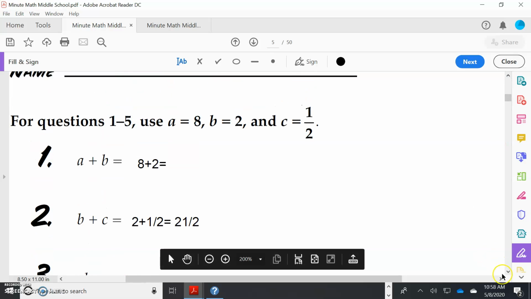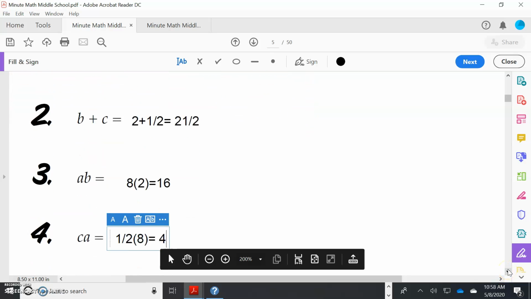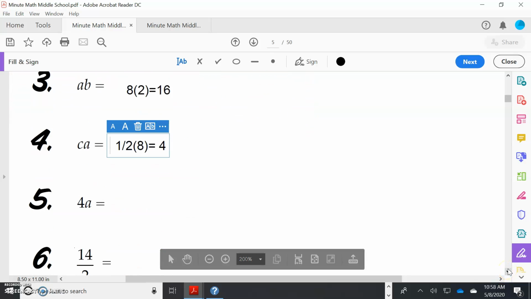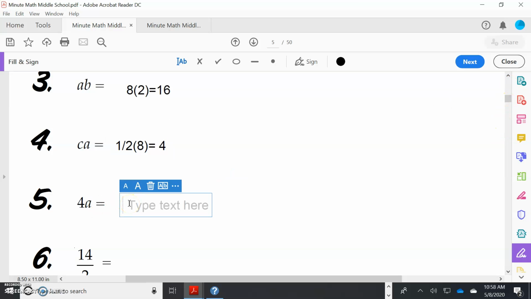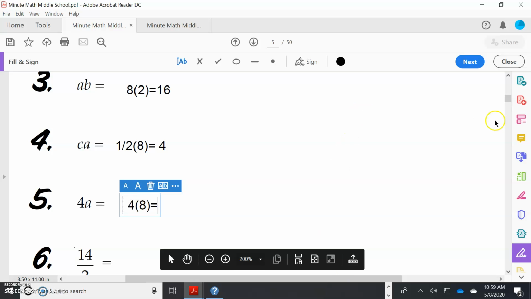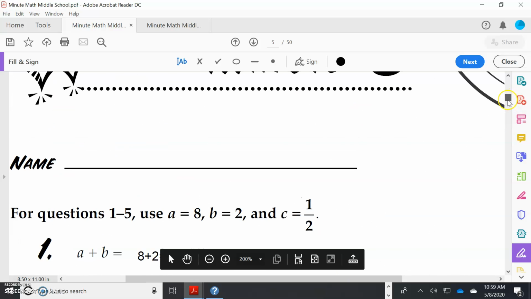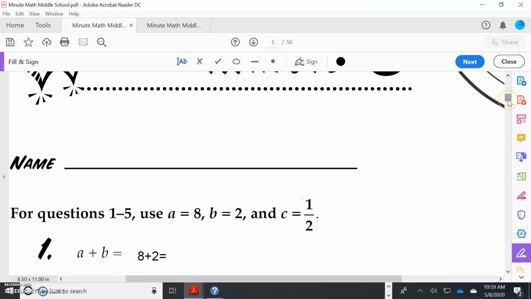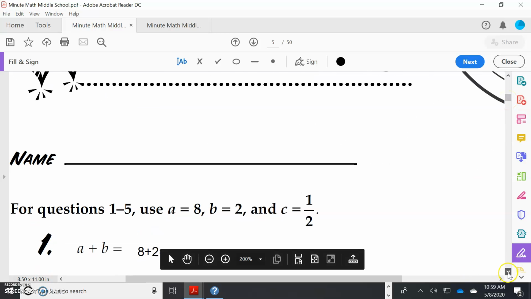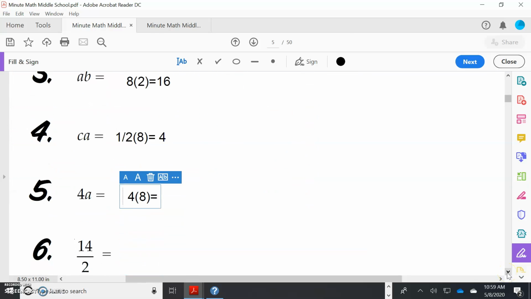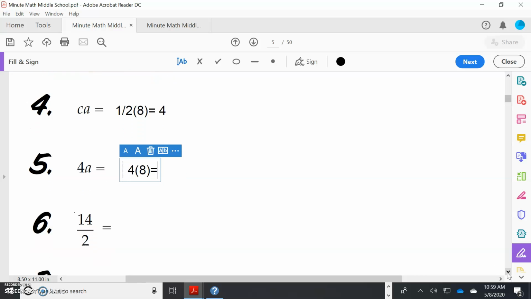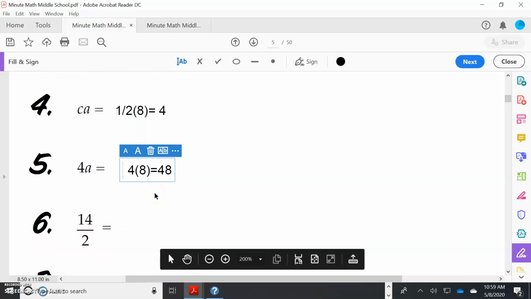So next we go to number 5, 4A. So we said A was 8. So you're going to do 4 times 8 is equal to what? What is 4 times 8? Think about your multiplication tables. While you do that, I just want to make sure that A was 8. Yep, A was 8. Okay. So let's see. Hopefully by now you have that answered. 4 times 8 is 48. So you can just put that in there.